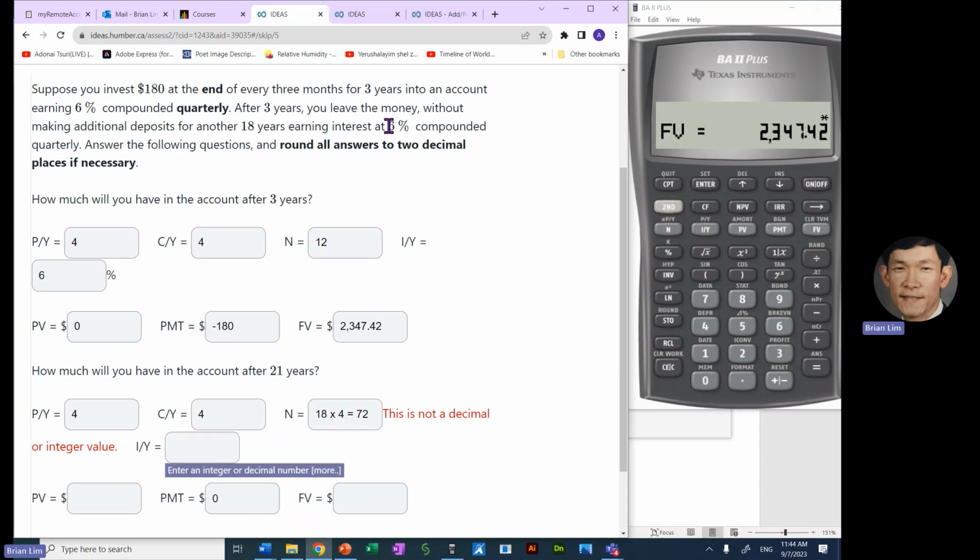Interest rate is still 6%, right? 6% compounded quarterly. So we still have 6 in here. And the present value now is what? Well, it's this amount of money right here. The future value from the previous 3 years becomes the present value for the compound interest part of the calculation. Okay, so there we are. Now we can do what we need to do. The easiest thing to do is to take this future value here and click on present value and enter it into the calculator.